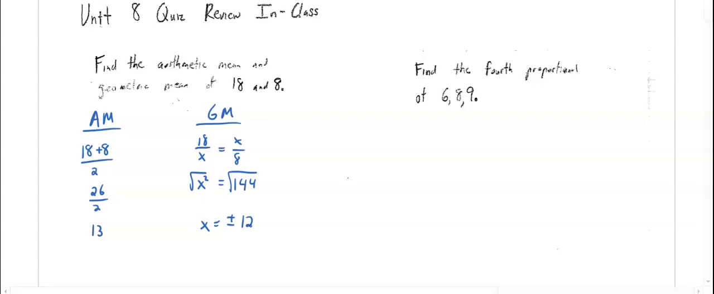Next, we want to find the fourth proportional. So the fourth proportional is x. Remember, when we set up a proportion, it's 1 over 2, 3 over 4. So we have 6 over 8 equals 9 over x. So as we cross multiply here, we get 6x equals 72. When we divide, x is 12.